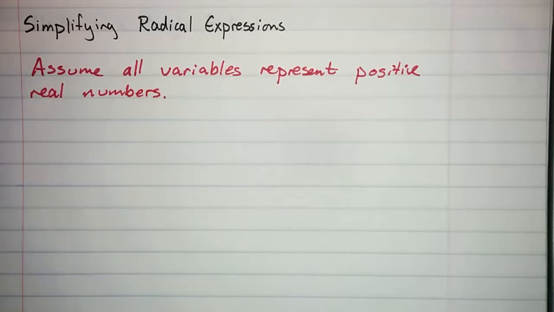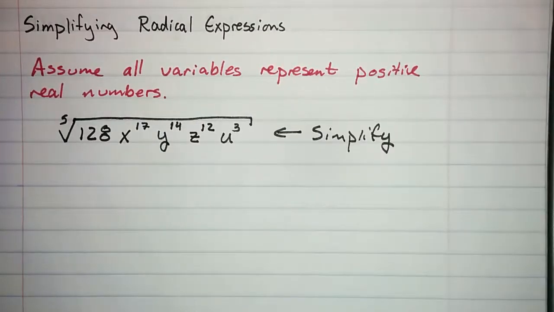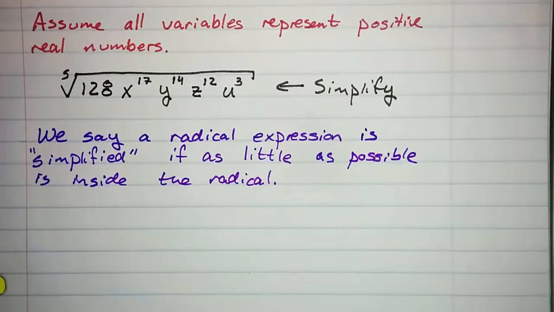All right, so let's suppose that we have a radical expression. It looks something like this, and we want to simplify. What would it even mean for something like this to be simplified? Well, the big thing that we want is to have as little as possible inside the radical. This is a lot like what we meant when we were simplifying square roots. And just like then, we're going to need some tools. In particular, we're going to need the following.